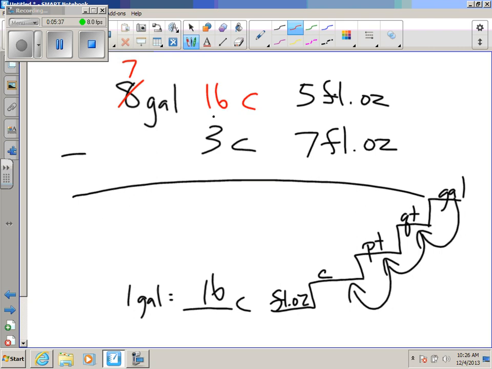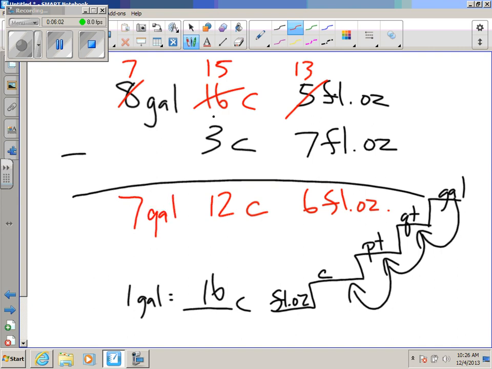Okay. So now from here, what we're going to do is we're going to take a cup's worth of ounces, which is how many ounces? 8. 8 plus the 5. 13 minus 7. 6. 6 fluid ounces. 15 minus 3. 12 cups. 7 gallons.